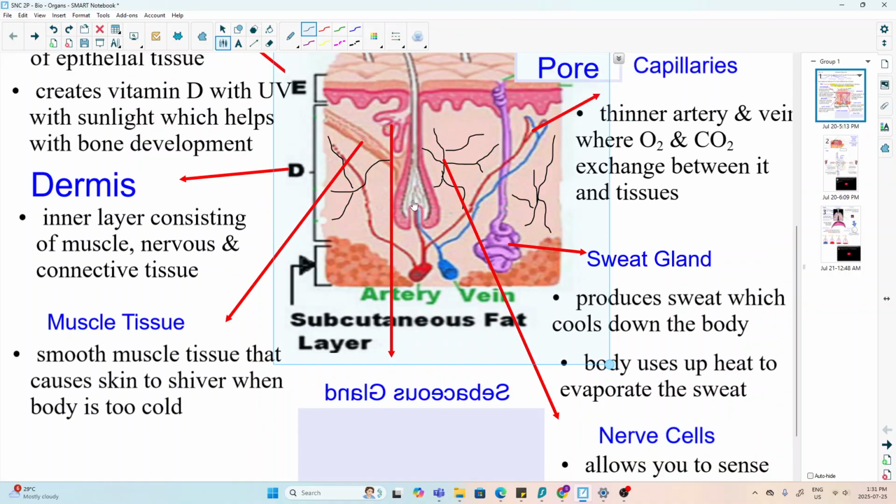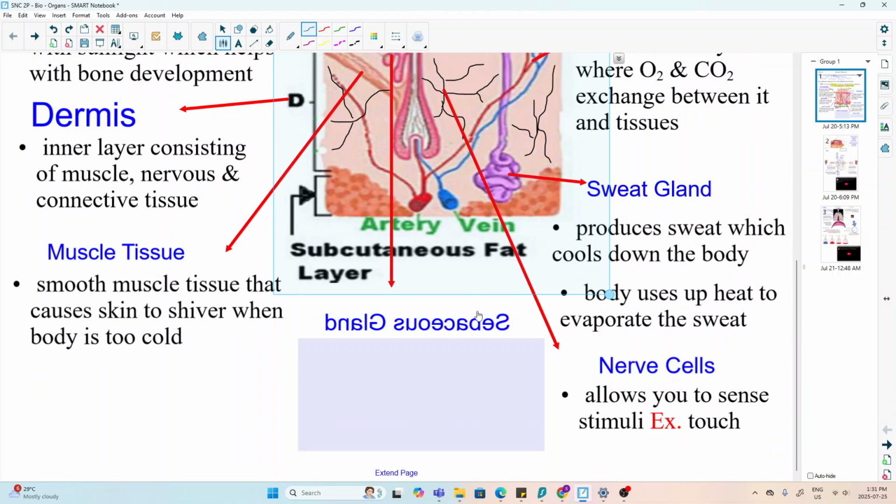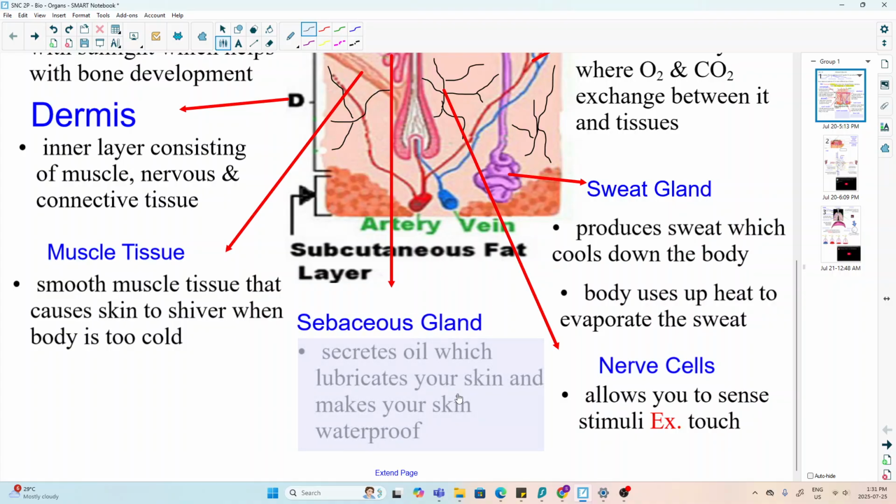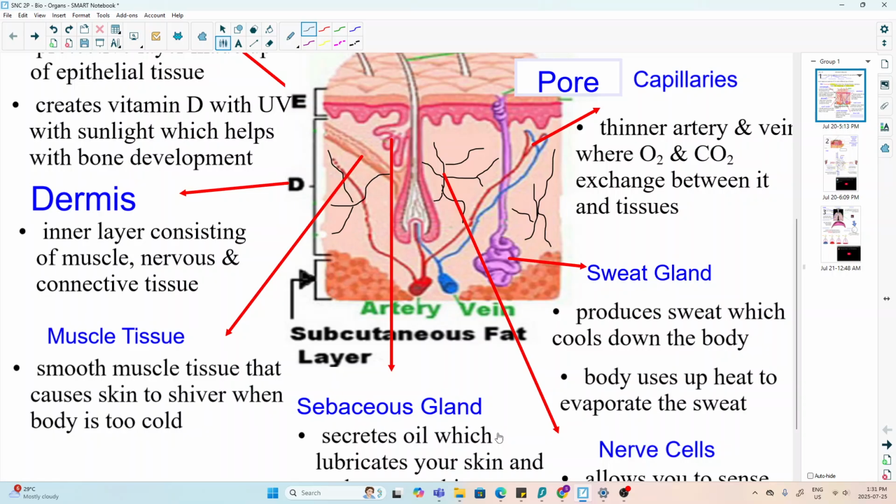The last gland right here, just underneath your skin, is a sebaceous gland, and the whole point of the sebaceous gland is to release oil. It secretes oil, which lubricates your skin and makes your skin waterproof.